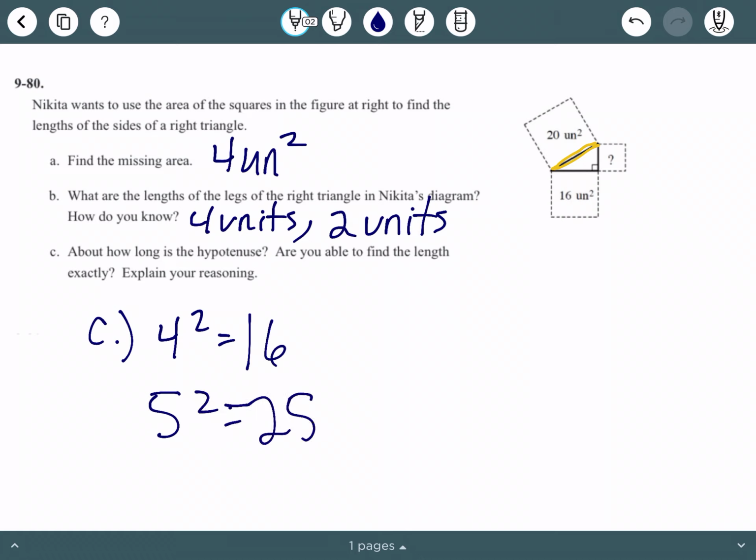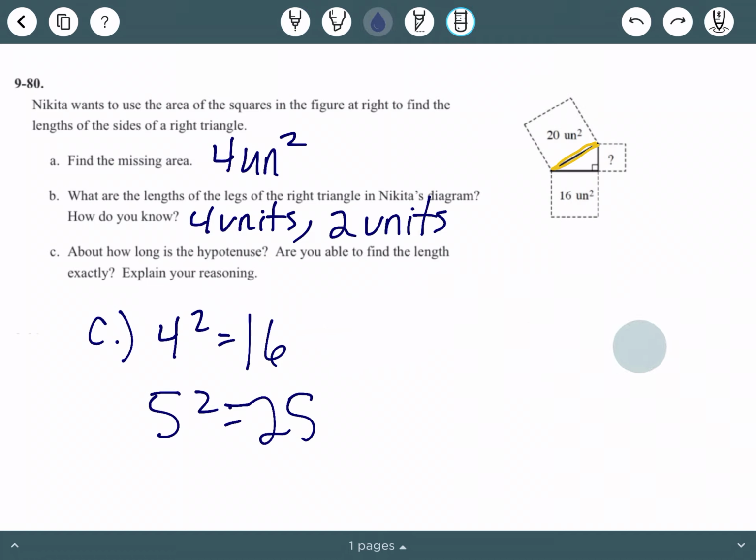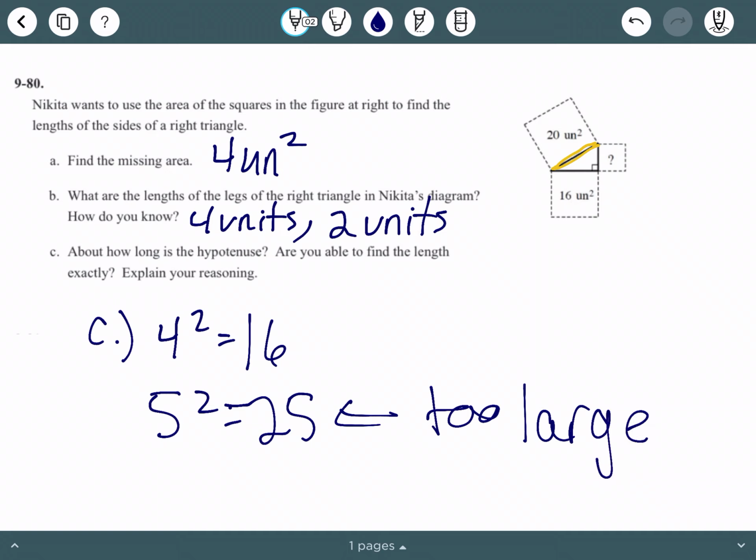So it looks like 4 squared, 16, is too small, because we're trying to get to 20. All right, now 25 on the other hand is too large because again, we're trying to get to 20, not 25. So for this problem, make sure you wrote down what I wrote. I'm going to erase now to give myself just a little bit of room.